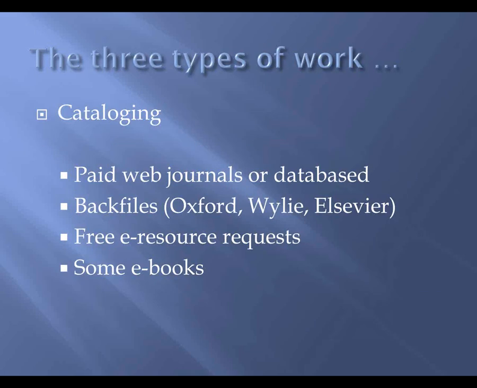But let's get back to the three basic types of work. The first type of work is to catalog e-resources. Here at Ohio State University, we handle paid web journals or databases. We also handle back files, including Oxford, Wiley, and Elsevier. These are old issues of a journal previously only available in print format, and now the company or vendor has made them into digital form, and they package them and sell them to you. When you purchase them, you get a unique URL for your institute to access them. And most of them, you have to catalog one by one.